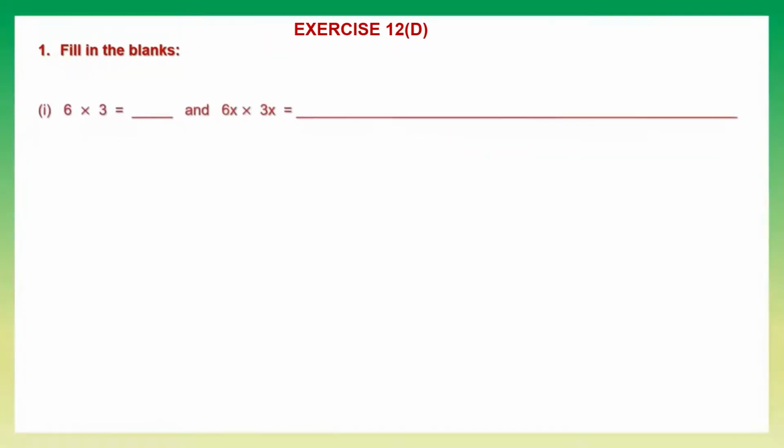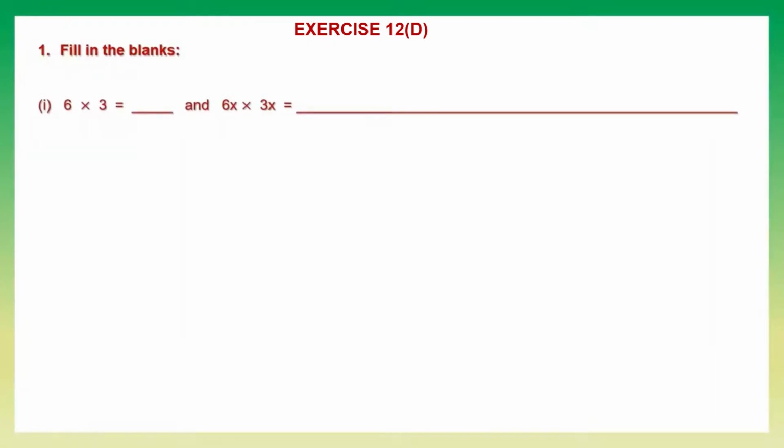Question 1, fill in the blanks. So now we have multiplication. And when we have multiplication of monomials, there's a particular way to do it. So let's start. The first one is simply 6 threes are, and we know 6 threes are 18.